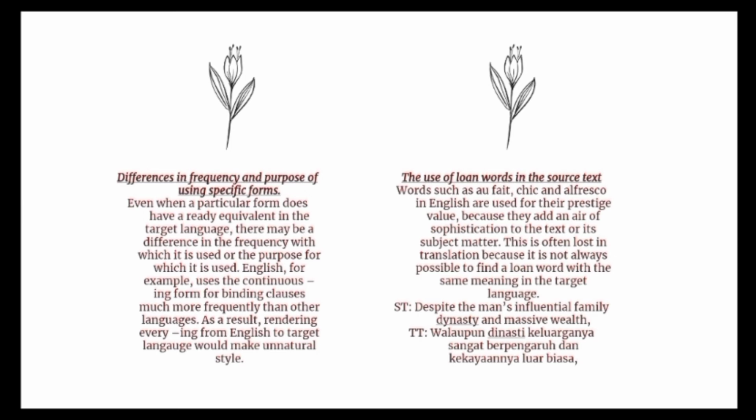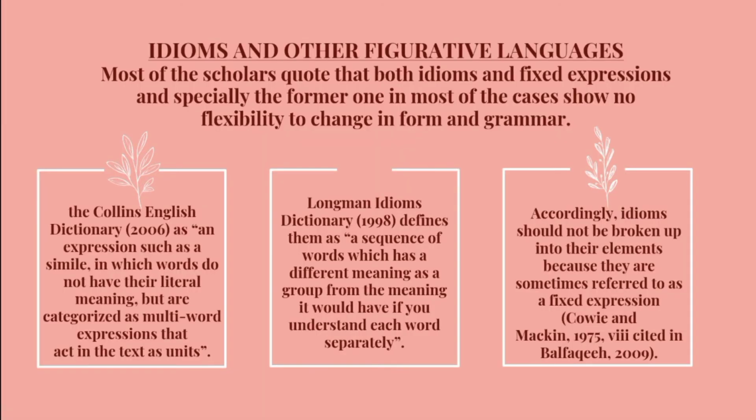This is often lost in translation because it is not always possible to find a loan word with the same meaning in the target language. For example, "despite the man's influential family dynasty and massive wealth", the meaning is "walaupun dinasti keluarganya sangat berpengaruh dan kekayaan luar biasa". But in Indonesian, dynasty isn't used because it's really Chinese identity, and in Indonesian we usually use keturunan. Idioms and other figurative language.